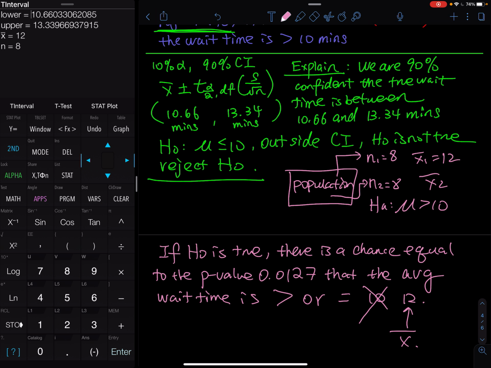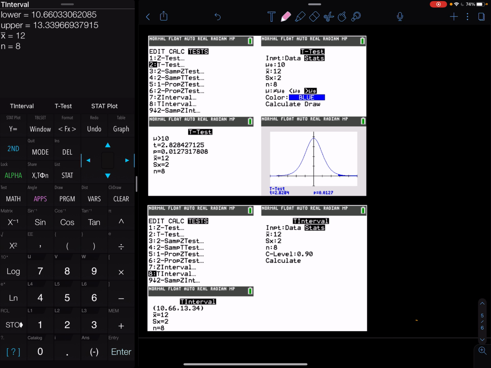Okay, before we end this video, let's take a look at a couple of screenshots. The first one is for the test. You go to stat test and then you see a t-test. When you input the info, make sure that you select the right inequality symbol for HA. Then there are two options: either you calculate the p-value and the test statistic, or you draw. So you have either the calculation or the picture.